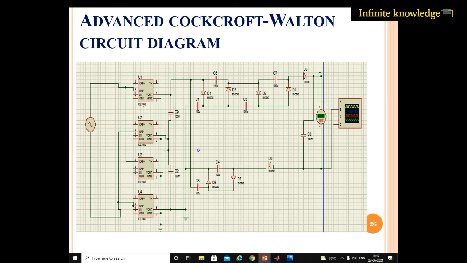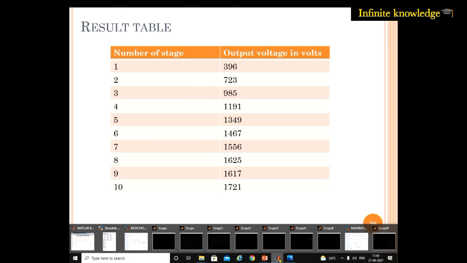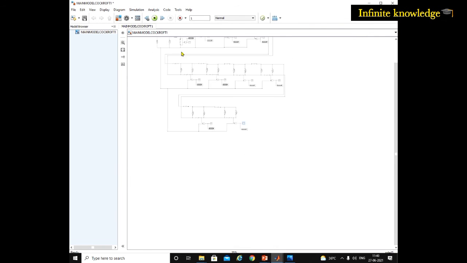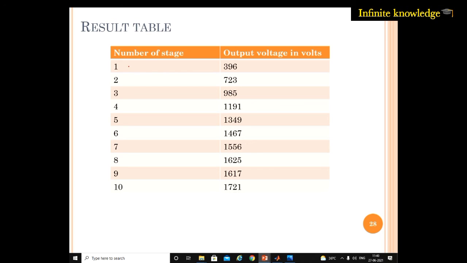Now, I have used IC 7660 as the voltage regulator IC, and this is the output of that IC. So this is our main circuit, that is the main circuit that I have shown, and the result table for that circuit is this.